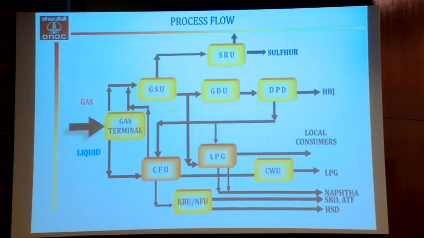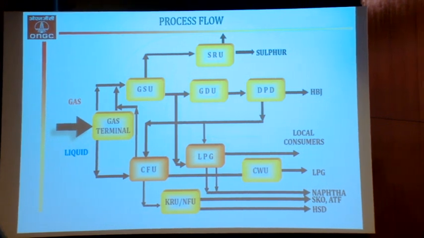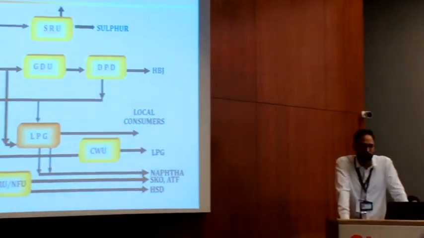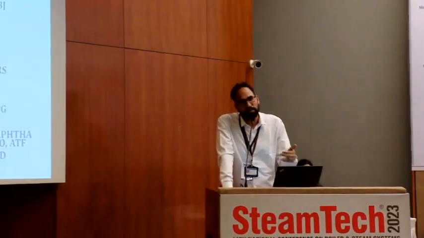Now after removal of H2S, we dehydrate the gas. We remove the water in the GDU plant. Later on, this is fed to DPD, that is dew point depression. After condensing the gas to close to minus 40 degrees, we feed it to the HBJ line. So as I said, we have gas as well as associated condensate. We feed the associated condensate to CFU.